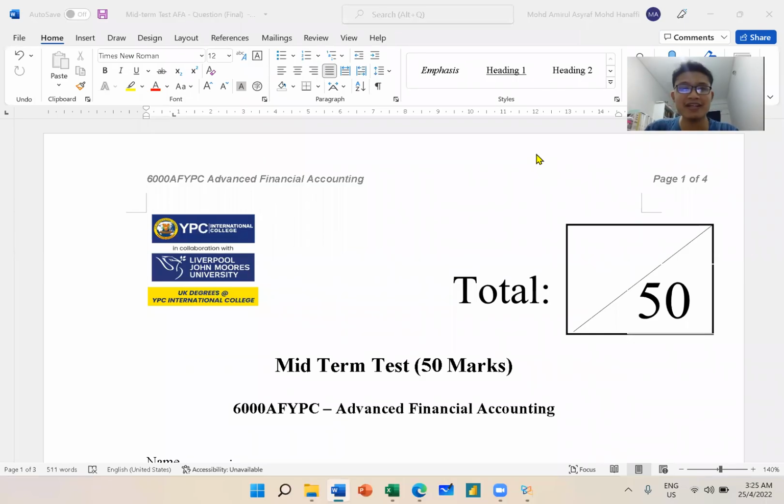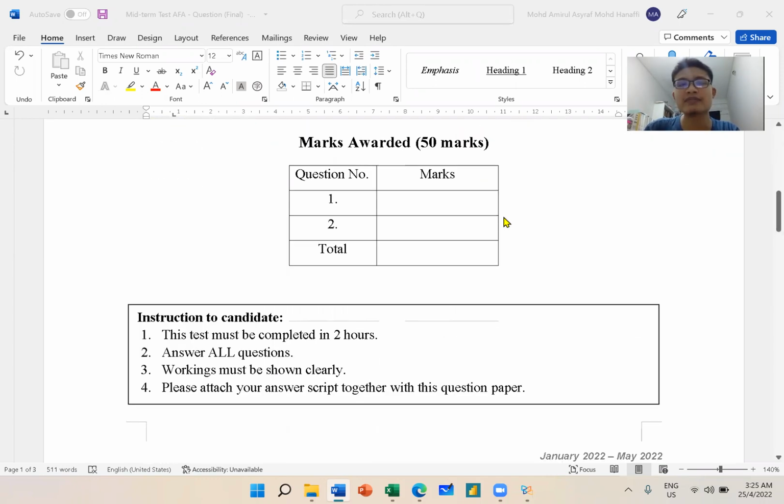Everyone, this is a very last-minute tip from me on two things. Number one is how you treat your capital reserve, and number two, a reminder on your intercompany transaction.